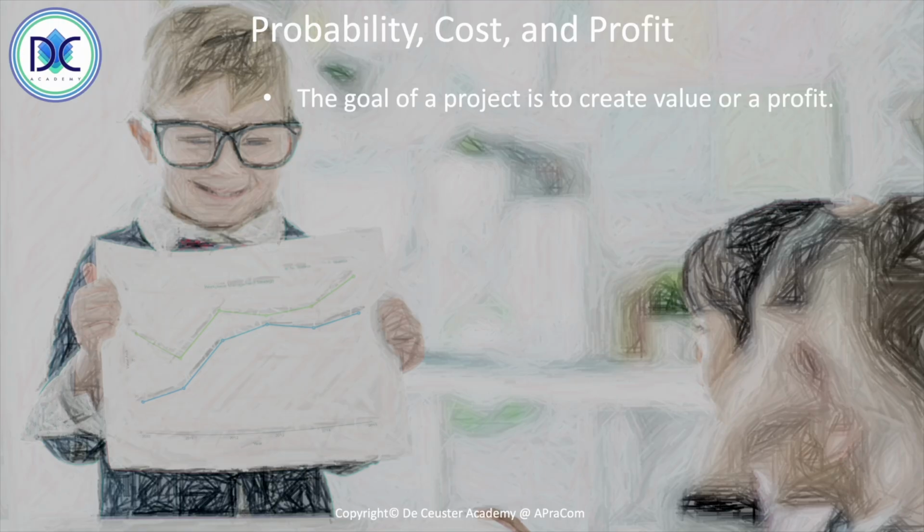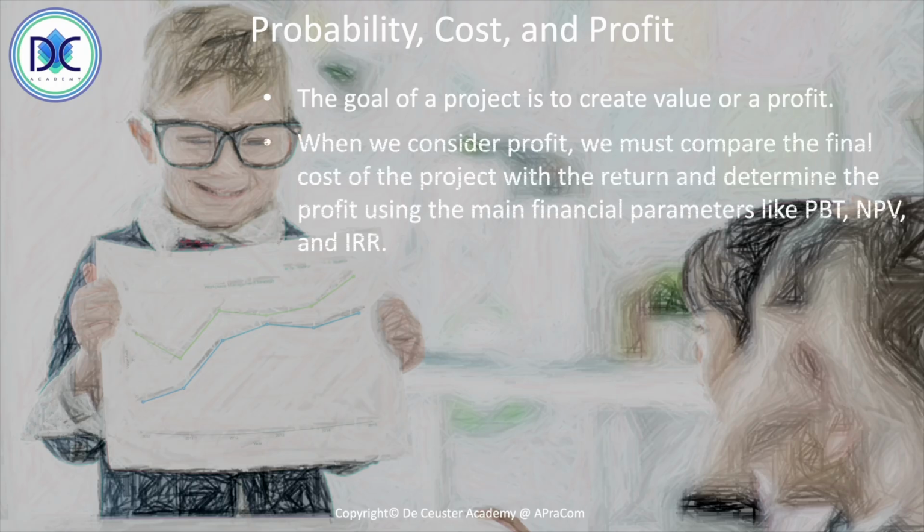And when we look at value management, we will be looking at cost and profit. What we want to do is compare the final cost of the project with the business case parameters, for example, the payback time, the net present value, and the internal rate of return. And when we are looking at a statement of work, a contract with a third party, we try to reduce our costs so that we can guarantee our profit.